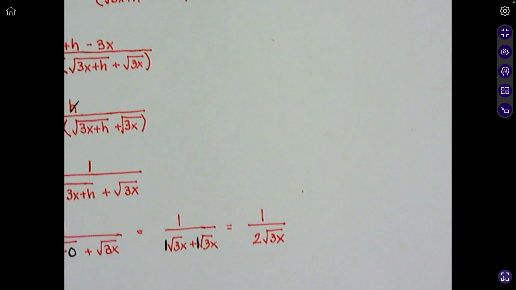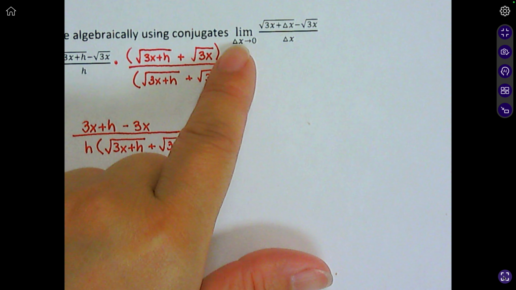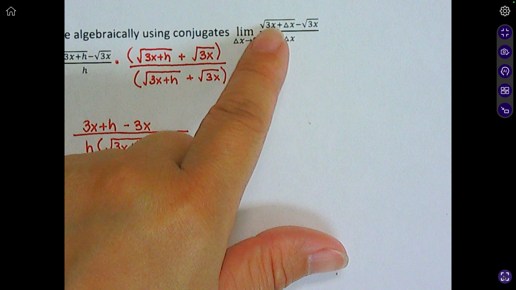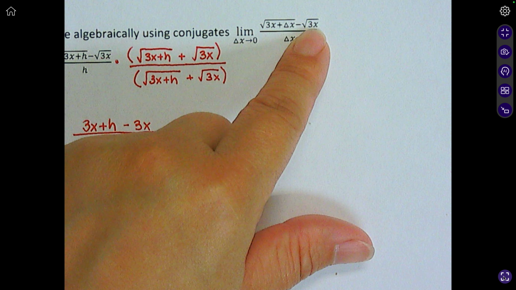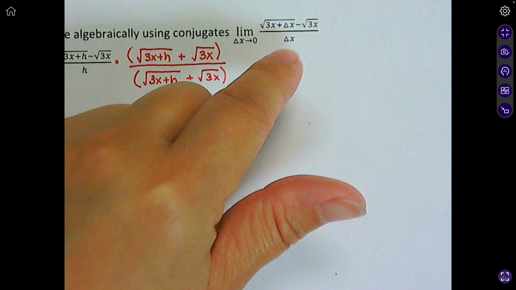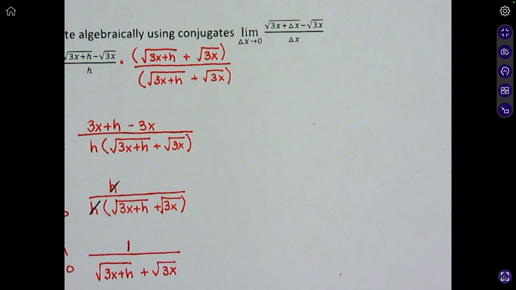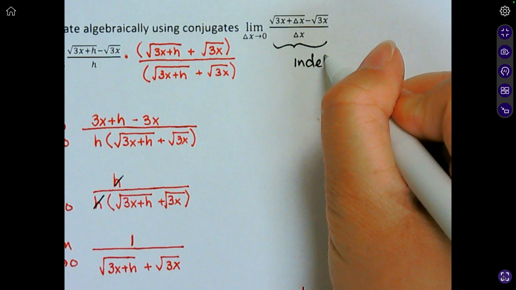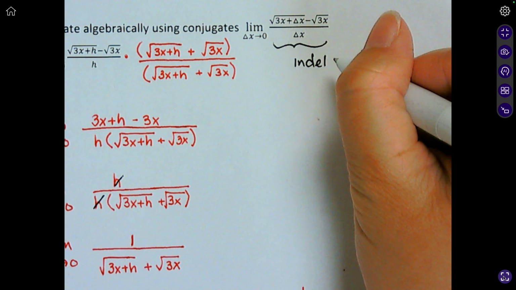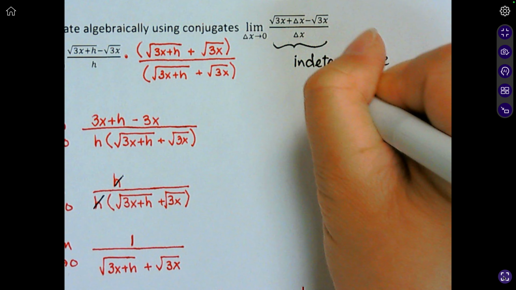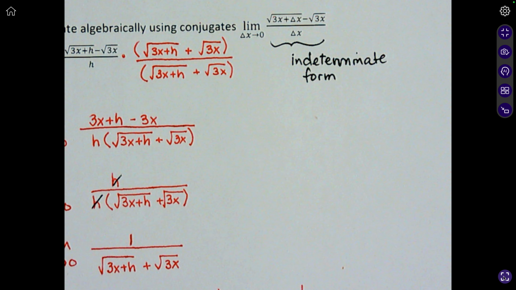So now if I'm looking at this one, if your delta x is 0, so I can plug in 0 here and 0 here, then I have the square root of 3 minus the square root of 3, which is 0, and 0 here. So in this case, this is also indeterminate form. So this is called indeterminate. So that's 0 over 0.